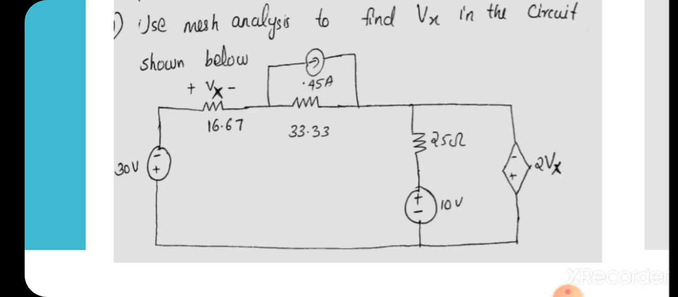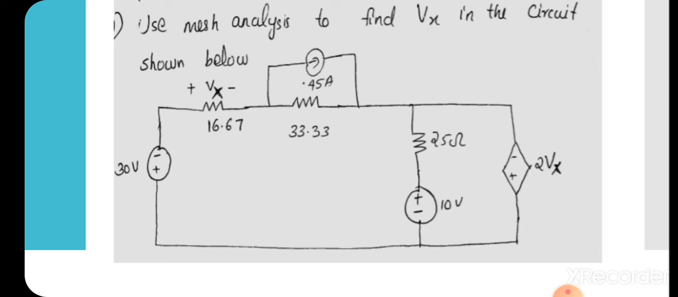You know from the symbol that it is a dependent source. Inside the symbol it is marked minus plus, so it is a voltage source. If an arrow mark is shown inside that symbol, then it will be a current source. So from the symbol you can see that it is a dependent source, and from the marking you can see that it is a voltage source. Its voltage value is 2Vx.